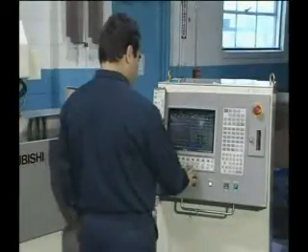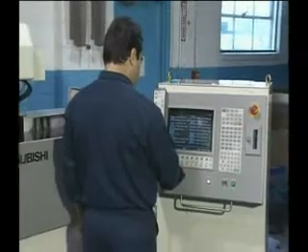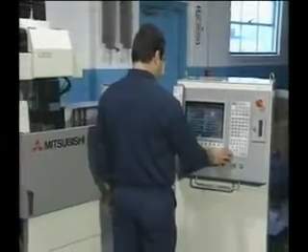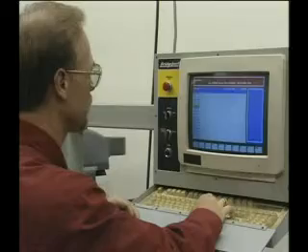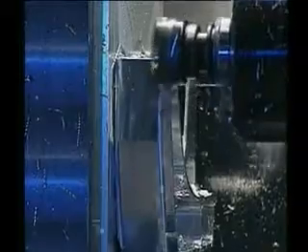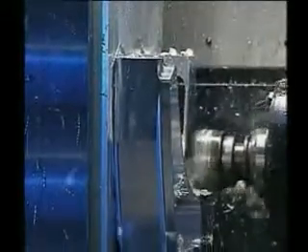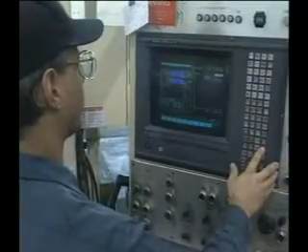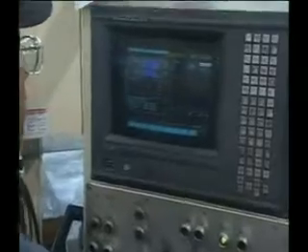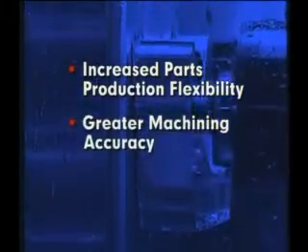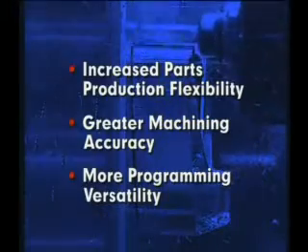Computer numerical controls hold several advantages over standard numerical controls, including part programs can be manually edited on the onboard computer. Part programs can be run from computer memory. Workpieces requiring complex multi-axis machining can be produced. And machine and control diagnostics may be run, stored, and displayed during machining. These CNC advantages offer increased parts production flexibility, greater machining accuracy, and more programming versatility.